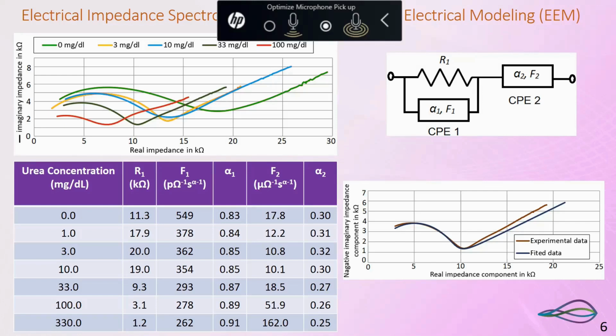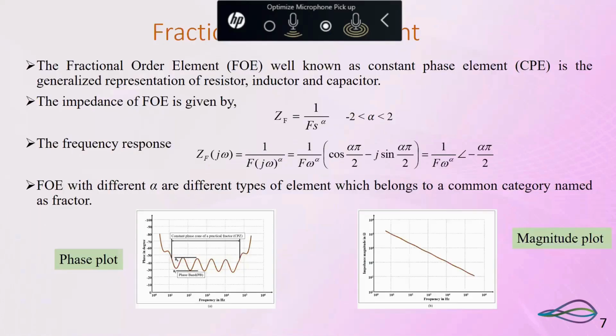This is the challenge we have faced, and we are proposing a quite small and low-cost portable meter circuit. This is the fractional order element we are using. The fractional order element, also known as a constant phase element, is a generalized representation of a resistor, inductor, and capacitor. The impedance from the Laplace transform of the fractional order element is Z_F equal to 1 upon F s to the power alpha, and the frequency response shows a constant phase nature. That's why its name is constant phase.